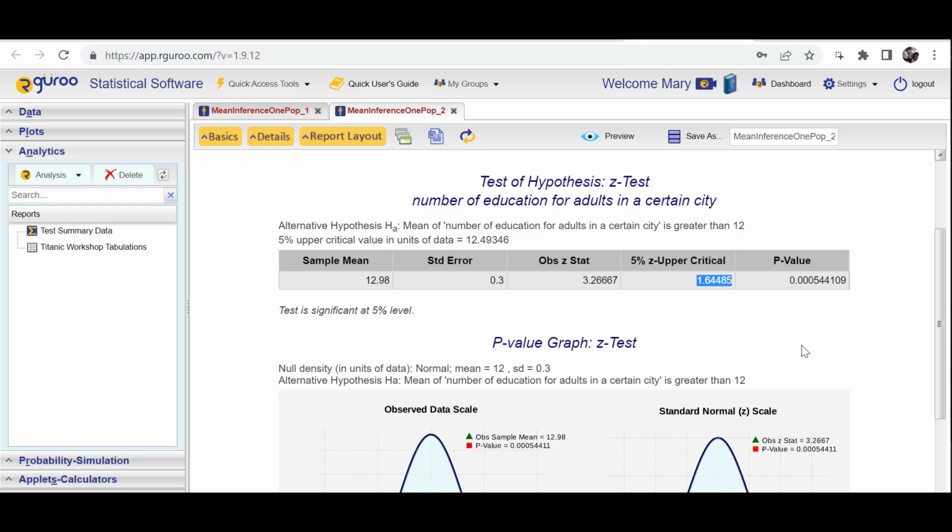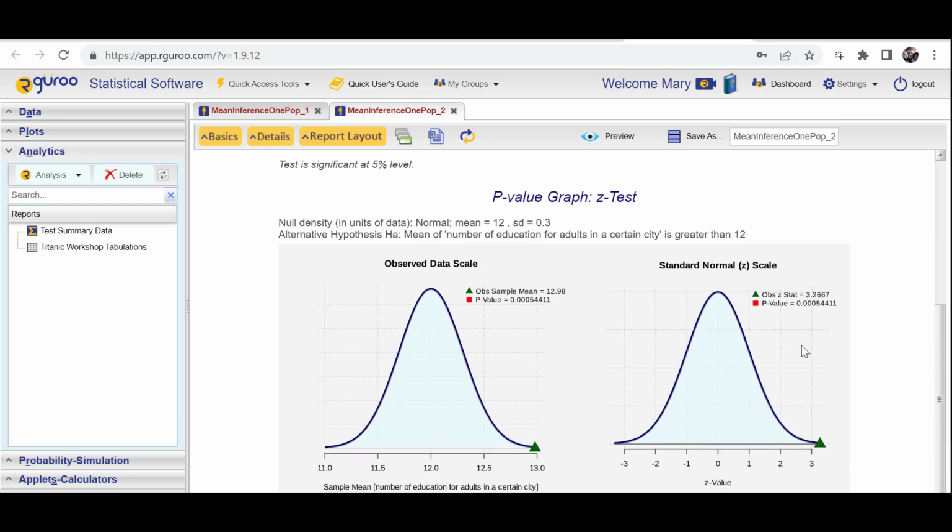Okay, so I'm going to write that down. So you guys write that down. P-value is 0.0005. All right, now this is what I want to show you.